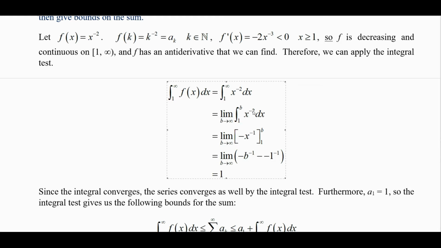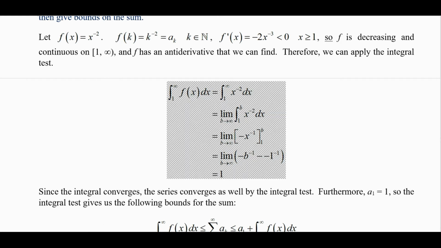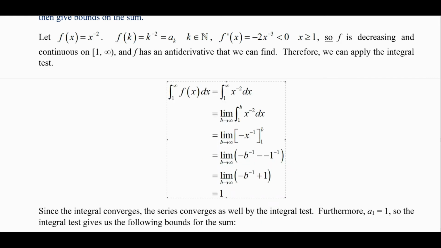The power rule gives us: power goes up 1 to negative 1, divided by the new power. So we get negative x to the negative 1, evaluated from 1 to b. That's negative b to the negative 1 minus negative 1 to the negative 1. 1 to the negative 1 is 1, and two negatives make a positive, which is 1. So it's negative b to the negative 1 plus 1. Let me go ahead and write that step in. And then we take the limit as b goes to infinity. This b to the negative 1 is going to go to 0. And so the answer is just 1.